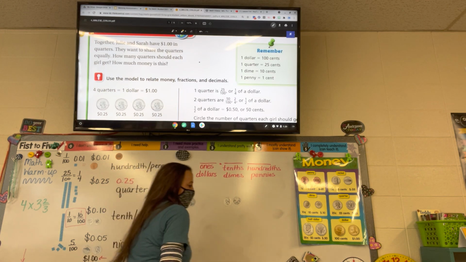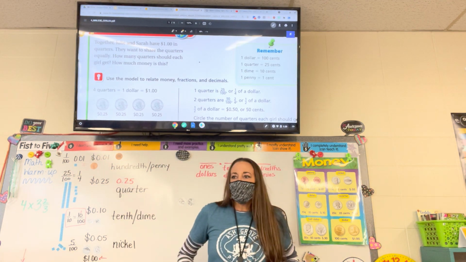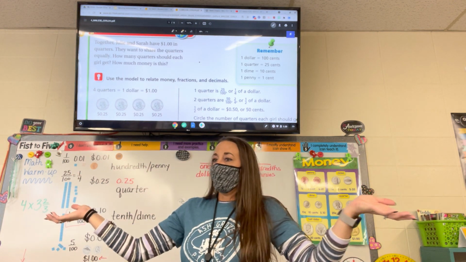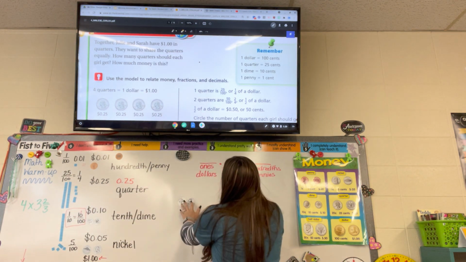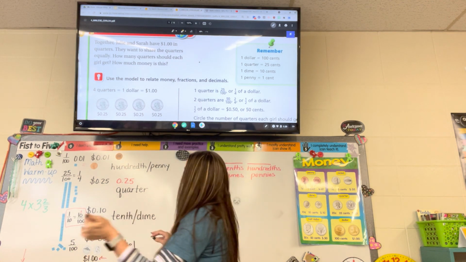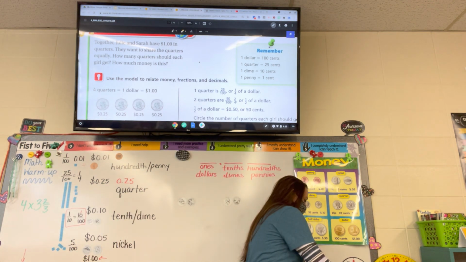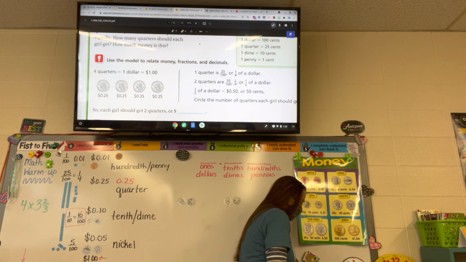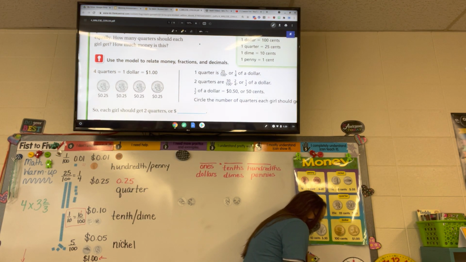2. And how much money is 4 quarters? $1. How much money does each girl get, Brinley? 50 cents. Okay. So each girl should get 2 quarters or $0 and 50 cents.